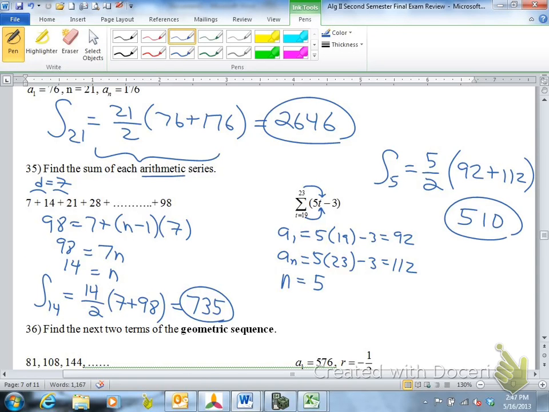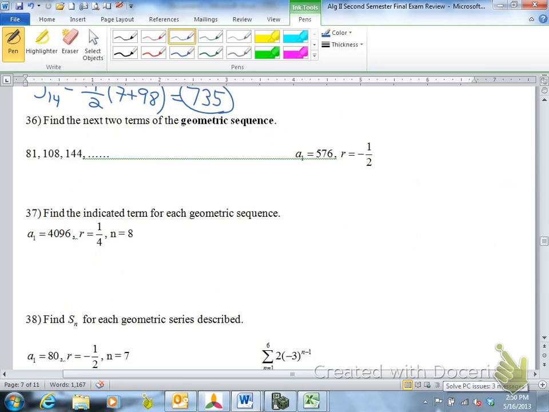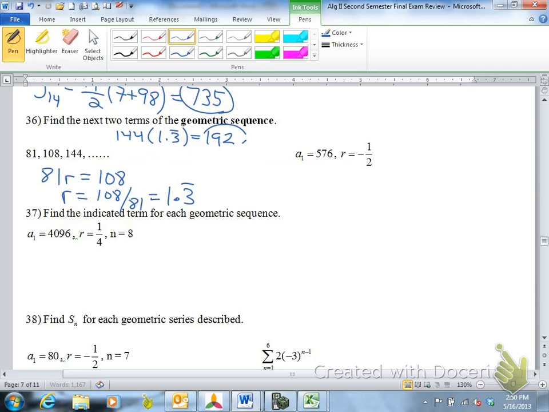Okay, find the next 2 terms of the geometric sequence. You need to know what r is. You had 81 times r is 108. So r is 108 over 81. And I think that's 1.3 repeating. So when you multiply 144 times your r, which is 1.3 repeating, you get 192 as the next term.